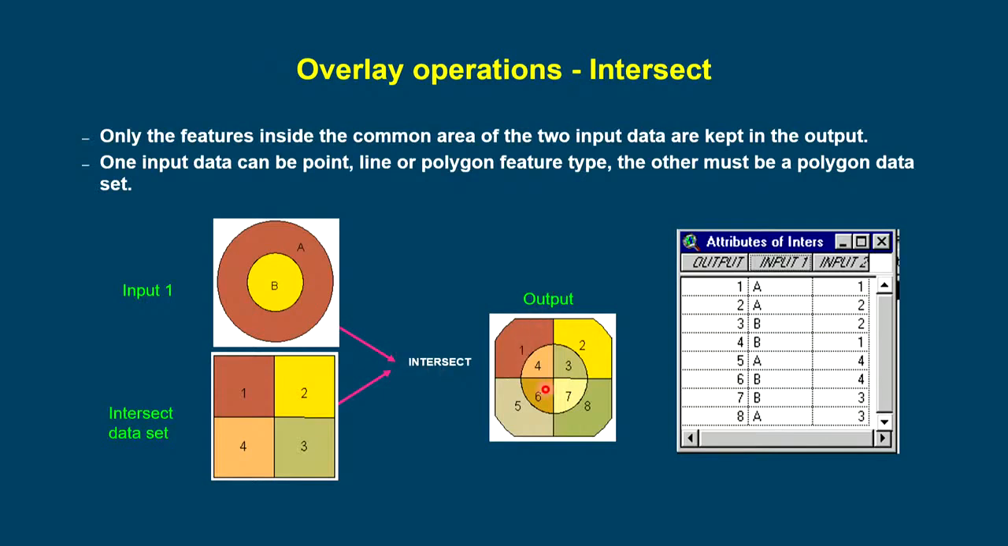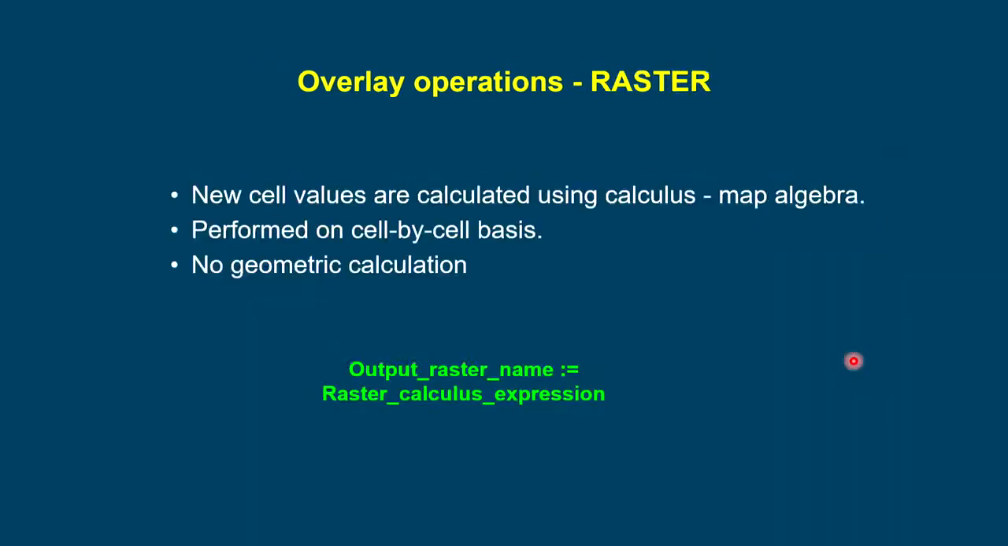Now overlay operations, the intersect means this layer is there, this layer is there, and you are performing the intersect operator. So this type of output you will get. Attribute information will also be changed.